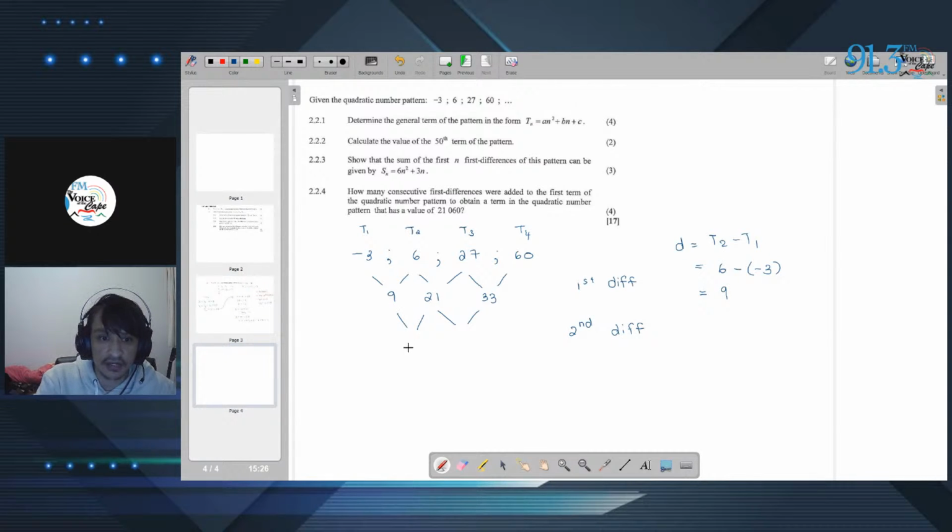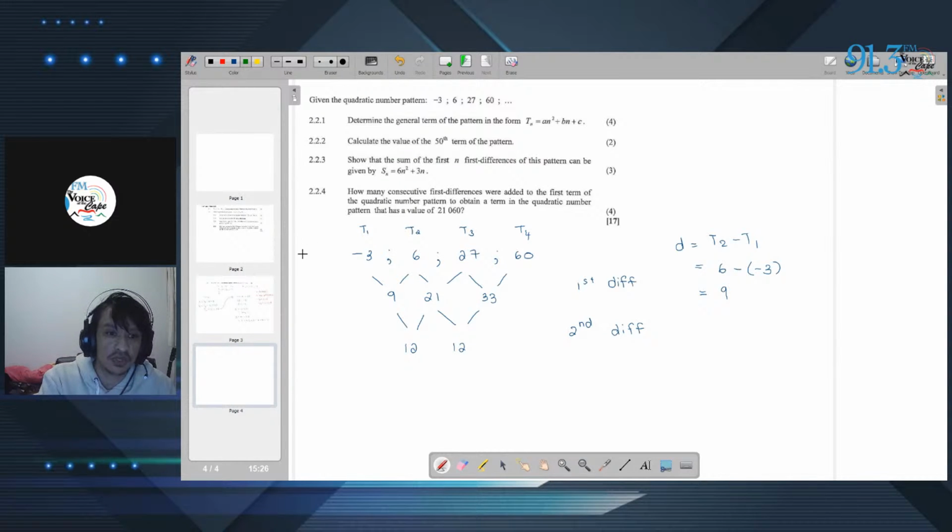21 minus 9 is going to give us 12. And 33 minus 21 is 12. And there we go. We see we have a consistent second difference of 12. Now we need to find the general form.